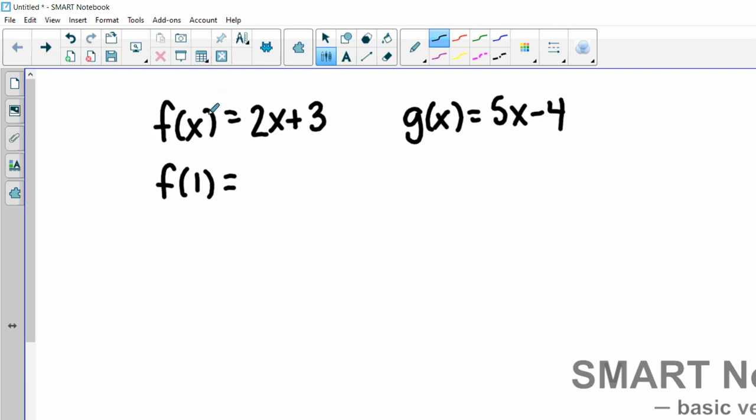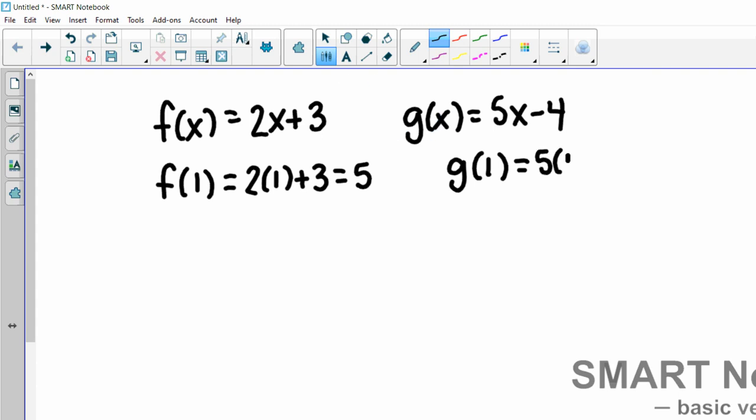If I wanted to find f of 1, that means I go to f and I plug in 1 and I do the arithmetic to get 5. So f of 1 is equal to 5. If I was asked to find g of 1, that still means I'm plugging the 1 in for x, but now I'm plugging it into g. And then I say 5 times 1 minus 4 is equal to 1.